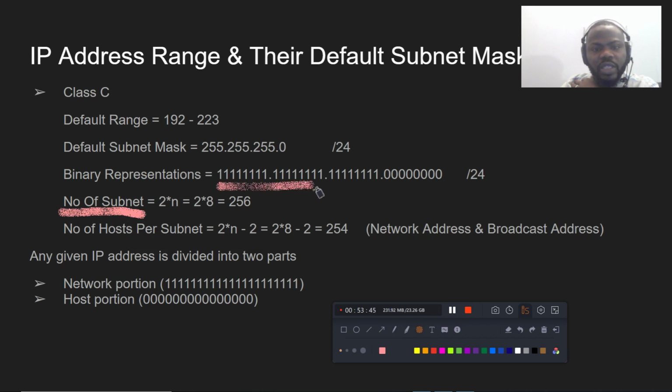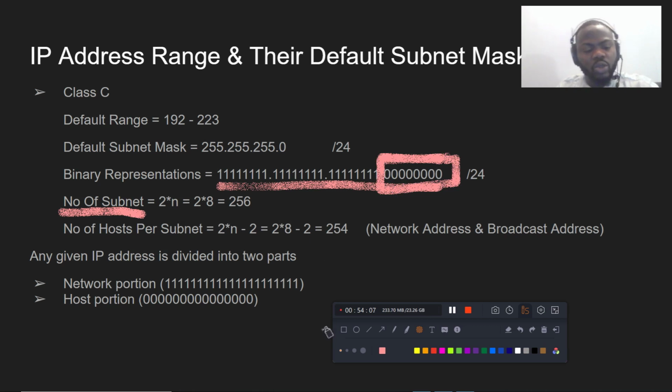So let's use this as an example. What is 2 raised to power n? Now, n is the number of zeros we have. N will always be the number of zeros we have. So in class C, you are going to say 2 raised to power 8, because in a default class C address, you are going to have 8 zeros.